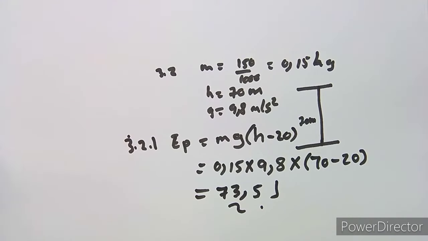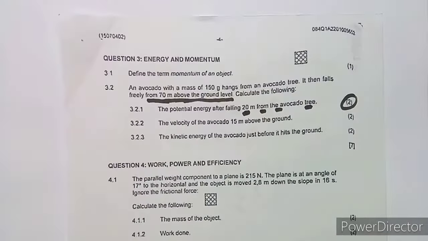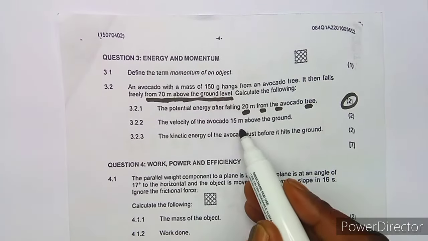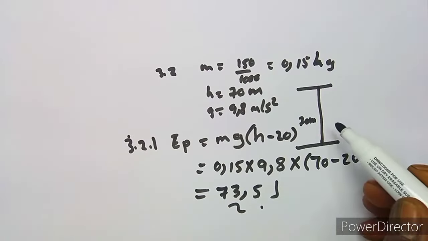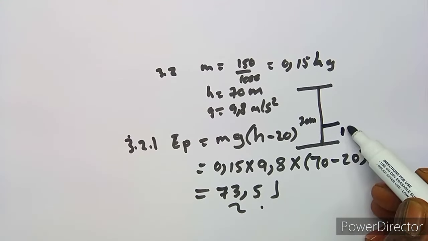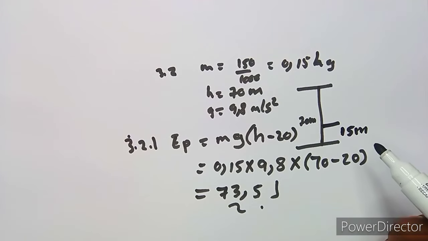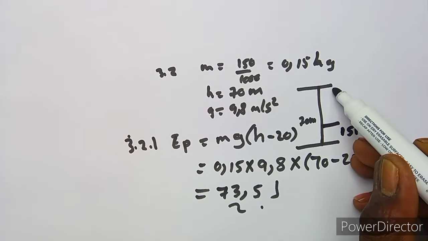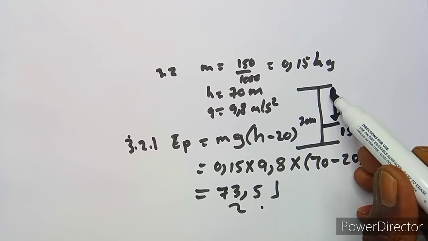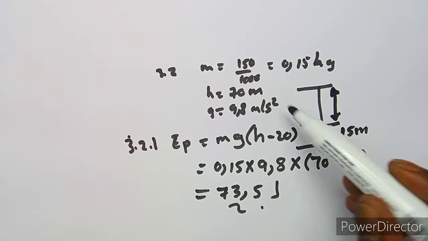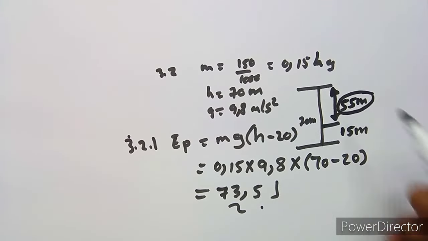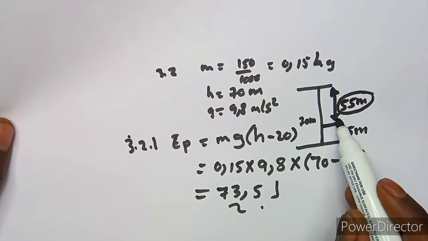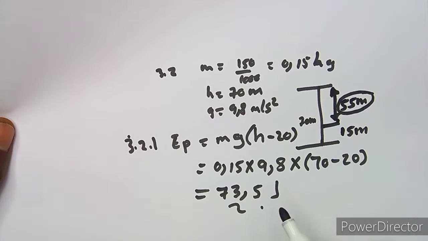All right. On 3.2.2 now, we are given the velocity of the avocado 15 meters above the ground. So this is where we have got our 15 meters here. Definitely we want to know what was the distance between these two. So it's going to be 70 minus 15, which is 55 meters. This is the one that we need to work with to calculate this velocity, because remember the kinetic energy is equivalent to the potential energy that we have.